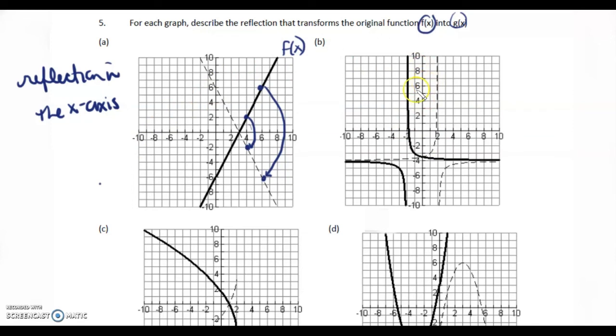Okay, so for B, we had the original, which is the black. And here are the vertical and horizontal asymptotes. Again, those vertical and horizontal asymptotes are not going to change with a reflection. So if this part reflected onto this part, we could say that it's a reflection in the y-axis. And this would reflect onto this.